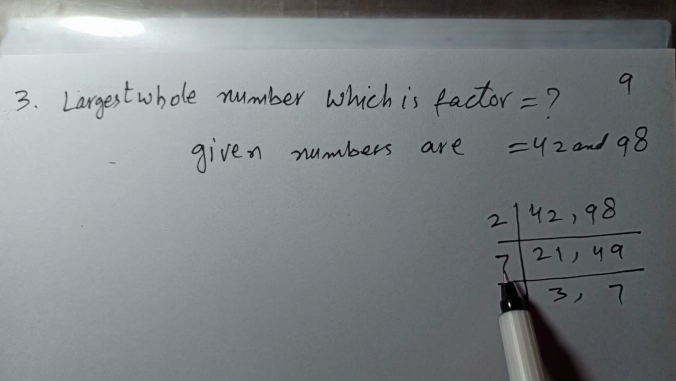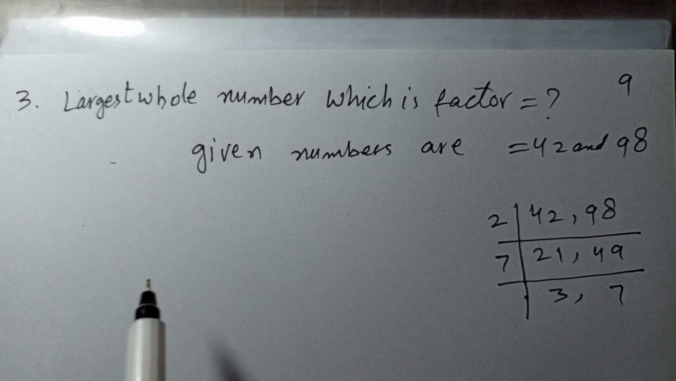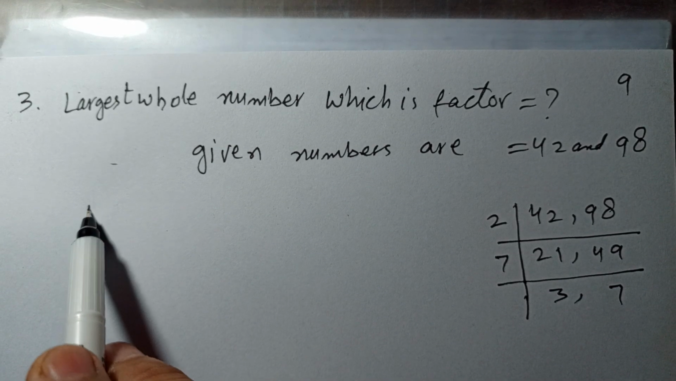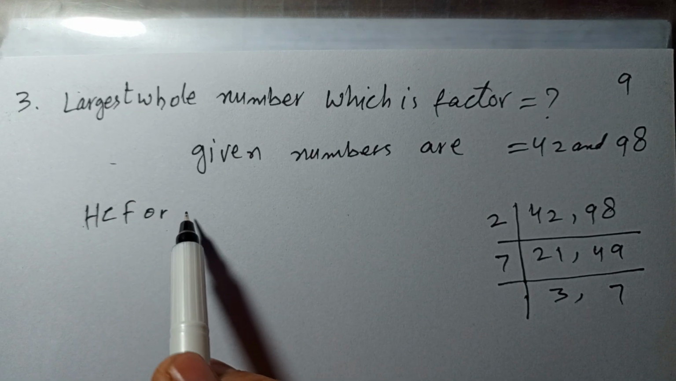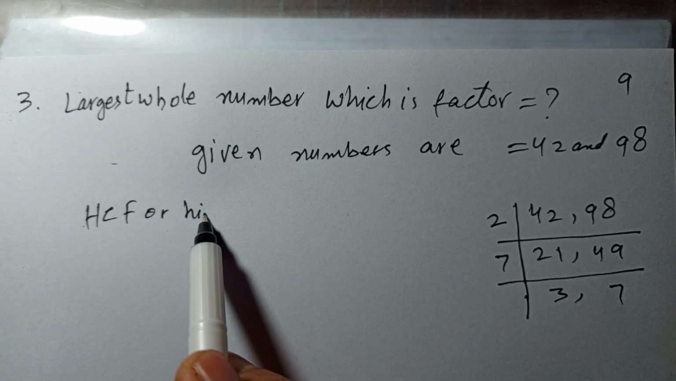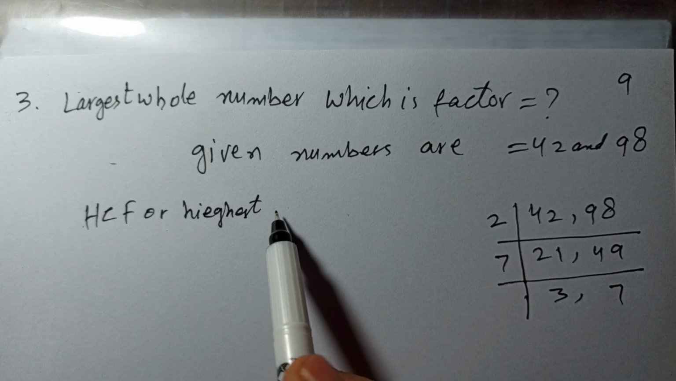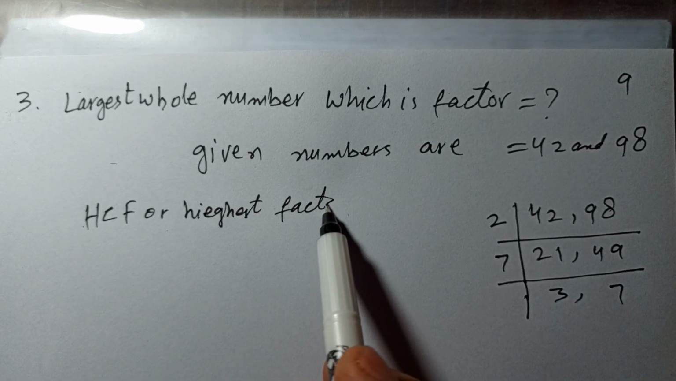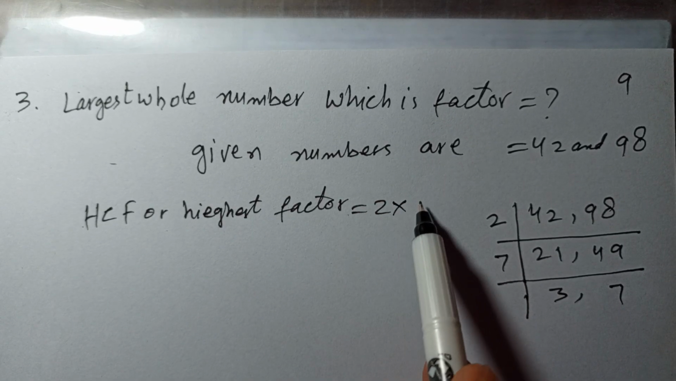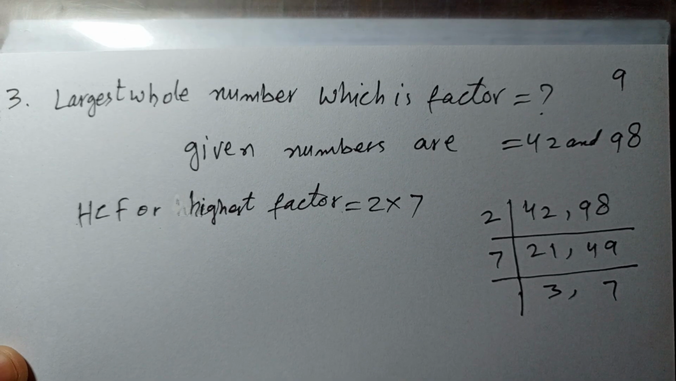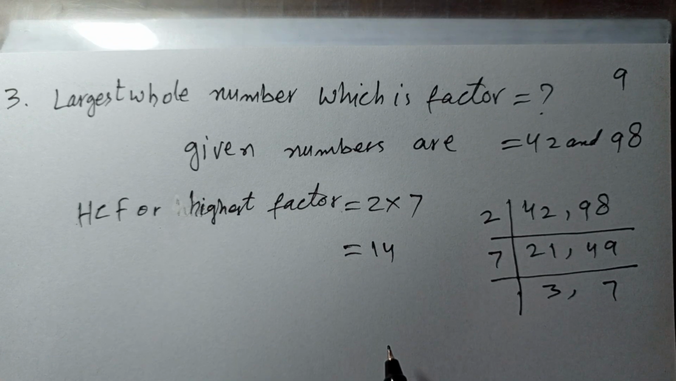These are two common prime numbers which can divide both of these numbers exactly. They will give us our HCF. So HCF, the highest common factor, is equal to 2 multiplied by 7. Now multiply these. 2 7s are 14. So our answer is 14.